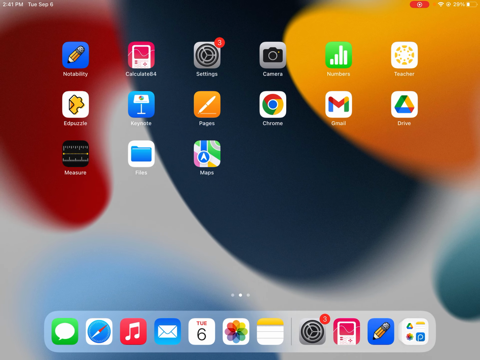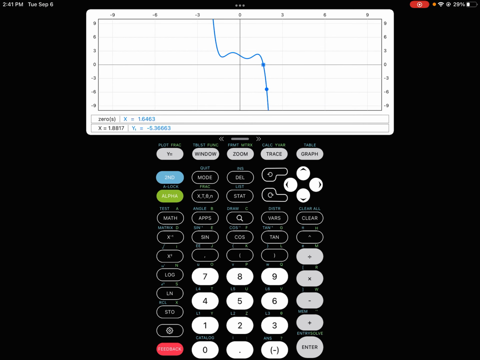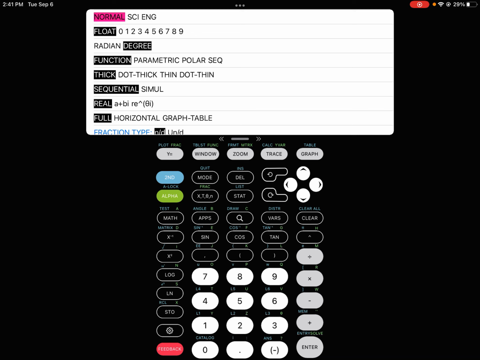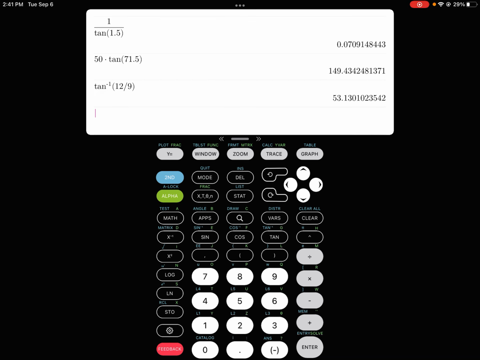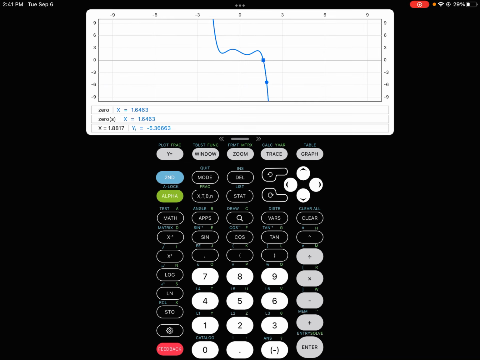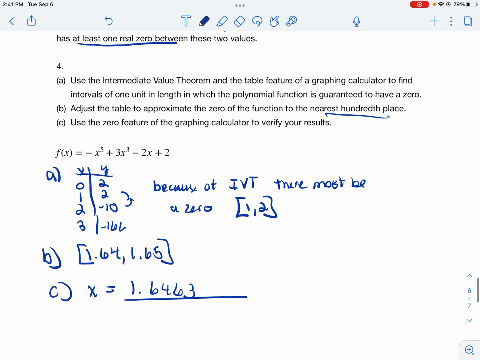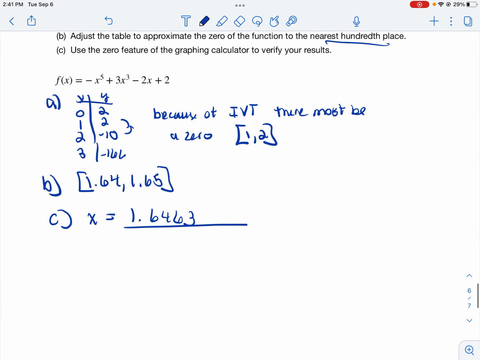My calculator actually went to more. Let's change our mode here. I think I have it rounding. No, it has it floating. Okay. And so that would be your 0 that you would put in: 1.6463. And that's how you use the intermediate value theorem.